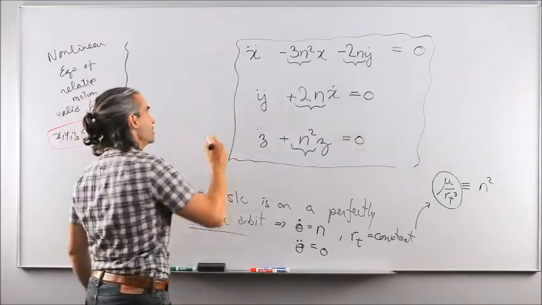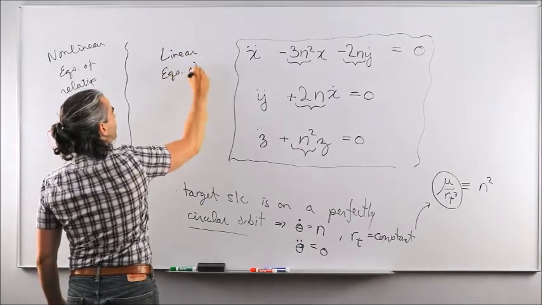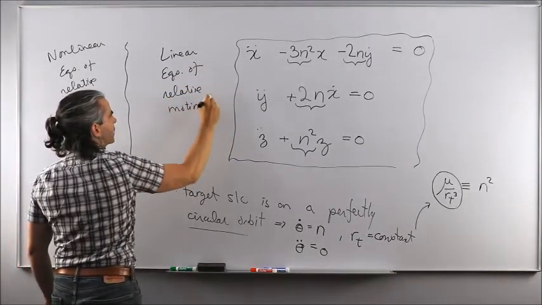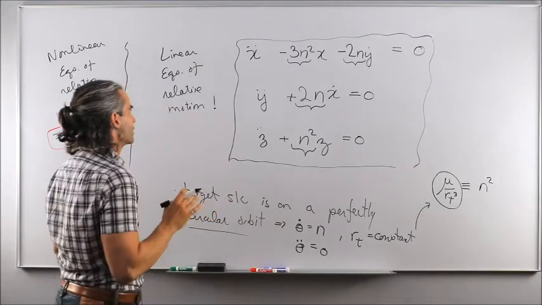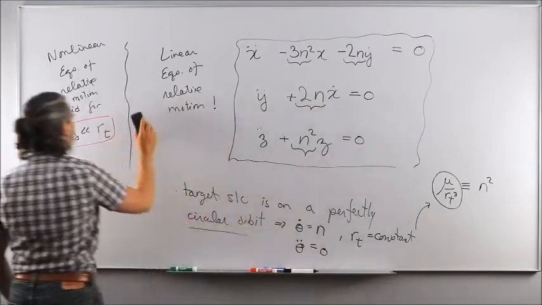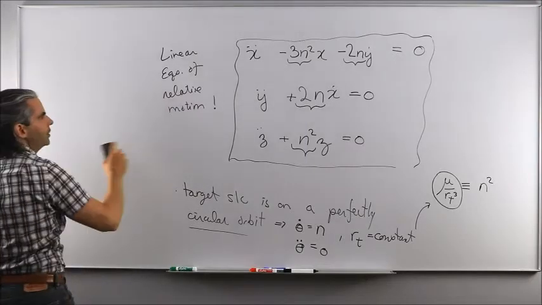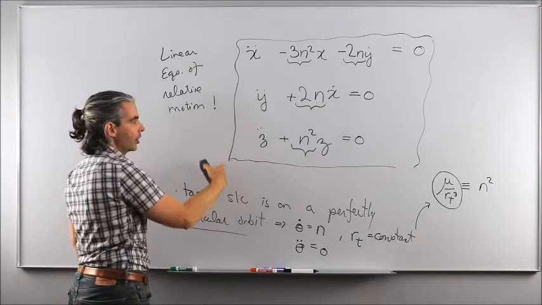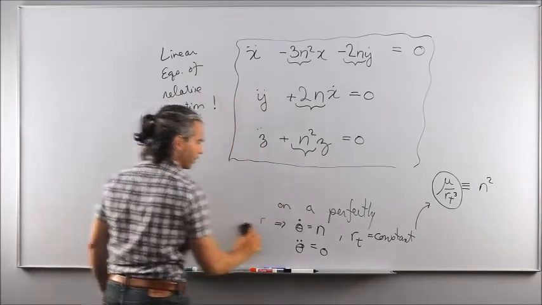That means that these equations are now linear equations of relative motion. Yes, that was the holy grail. This is what we were after from the get-go: equations describing the relative motion between two spacecraft evolving along their orbit, and furthermore linear equations, because we know that we are able to solve these differential equations and come up with closed form solutions for x, y, z as function of time.